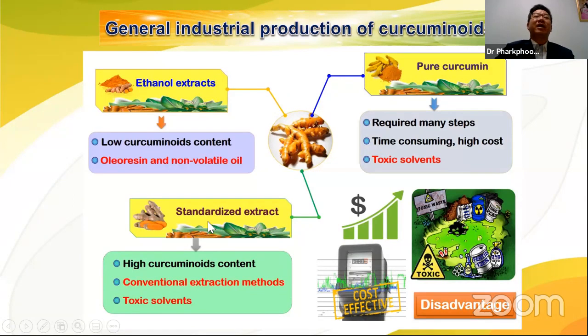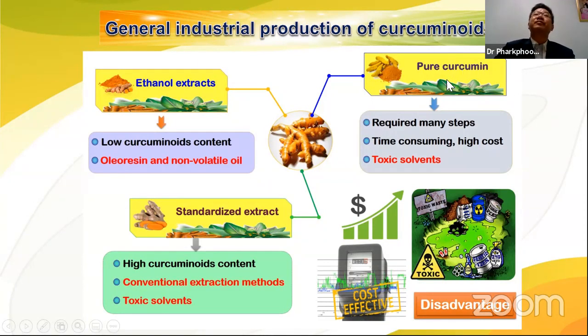And the second type is standard dye extract or curcuminoid-rich extract. This type of extract contains a higher content of curcuminoid, but the method for preparation still uses the conventional extraction method and still uses toxic solvent for preparation.